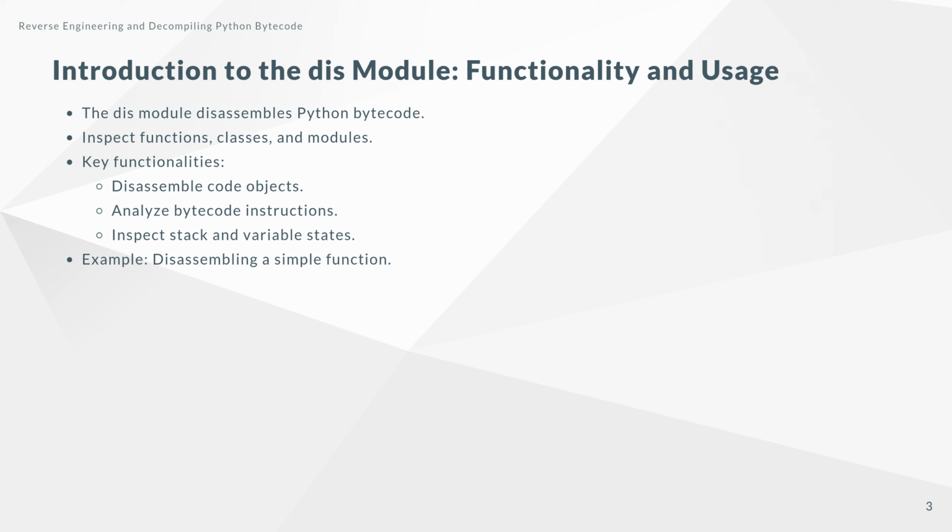To get started, you can simply import the module and use the dis function on a compiled code object. For example, let's take a look at this simple function, def greet, return hello world. By compiling it and passing it to dis, we can see the bytecode generated. This insight can help us understand how Python executes our code and identify any performance bottlenecks. Let's look at a code example to see this in action.